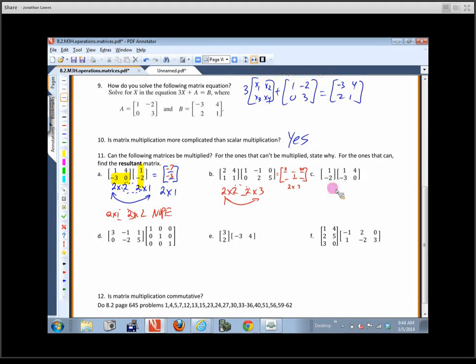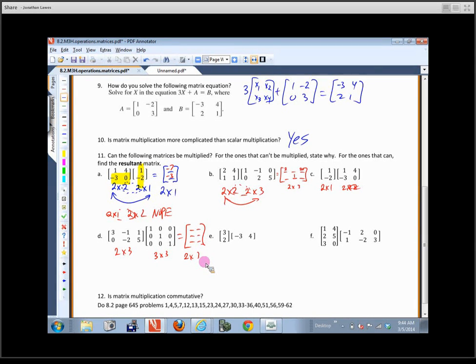Okay. Can these be multiplied? Nope. 2 by 1, 2 by 2. Whoops. Can't be multiplied. Can these be multiplied? Yes, they can. This is a 2 by 3 and this is a 3 by 3. Inner dimensions are the same, so the resultant is going to be a 2 by 3. Again, I like writing it and then just putting in how many blanks I've got to fill in, and then I go from there. Okay, any questions there?